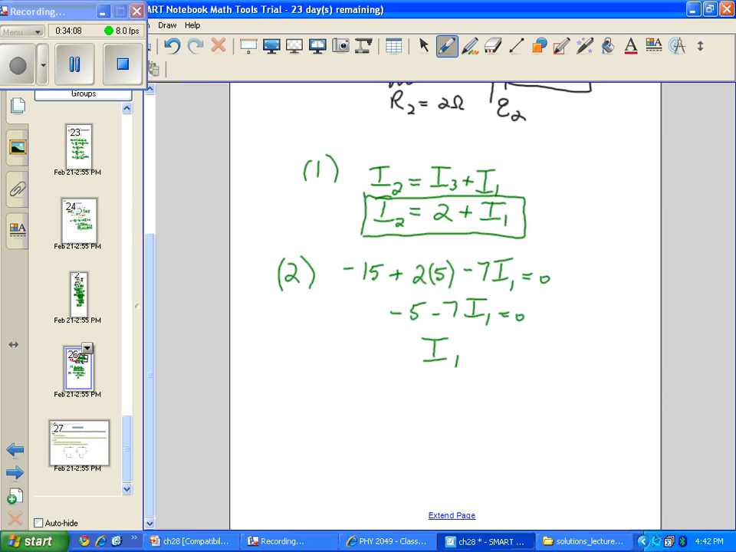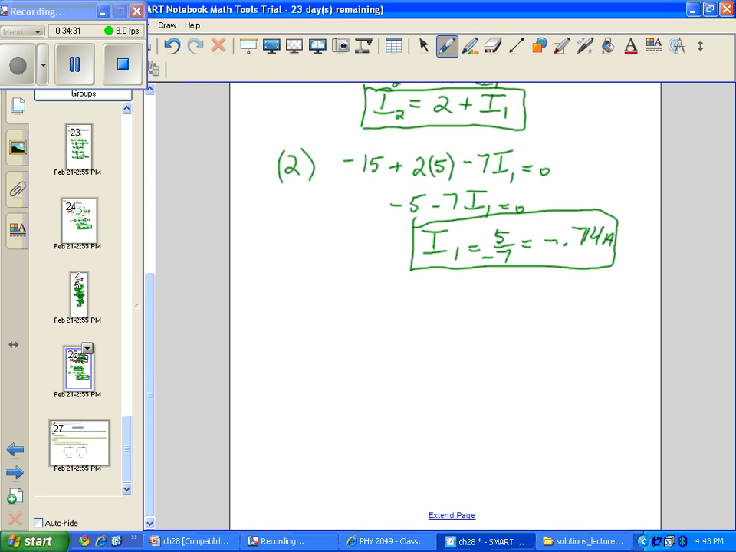We immediately obtain a value for our unknown. I1 is 5 over negative 7, and in decimal form, this will be minus 0.714 amps. So we have our I1. It's a negative current, which means we must have chosen the direction incorrectly. We initially guessed it incorrectly.